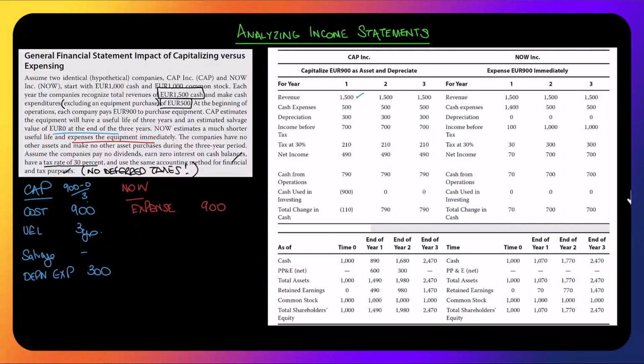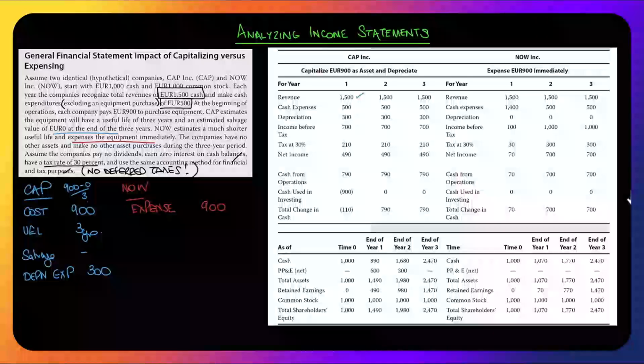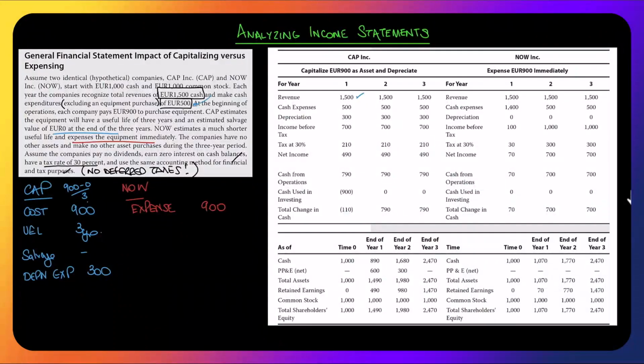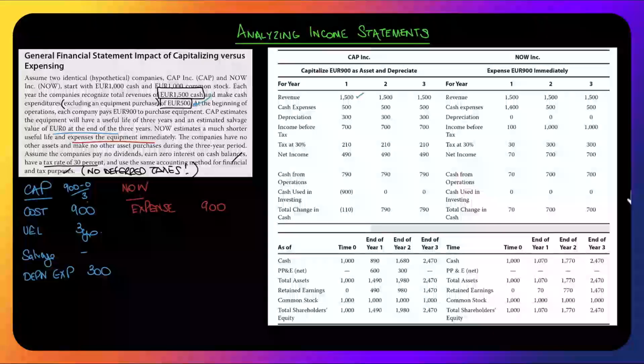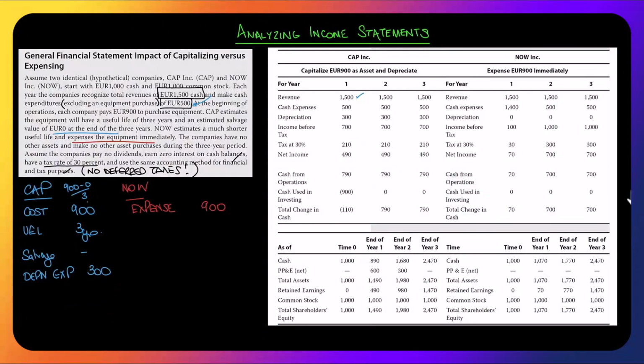That's pretty straightforward. Cash expenses. We had cash expenses here of 500, excluding the capital equipment purchase. 500. We are not including the 900 as a cash expense because we said it was an asset. We're spending money on an asset that doesn't go to the income statement. Instead, we're charging depreciation in years 1, 2, and 3 of 300. So you can see the depreciation each year.